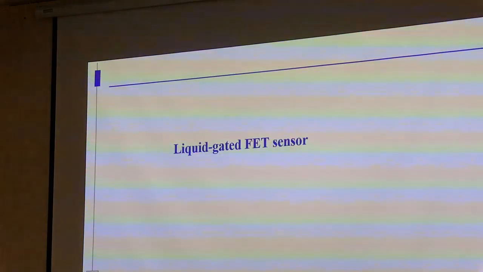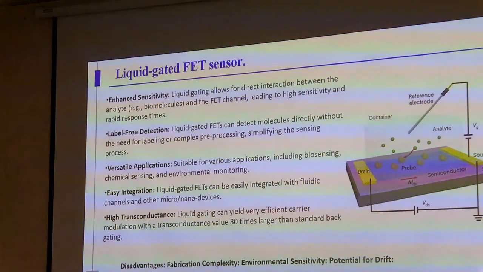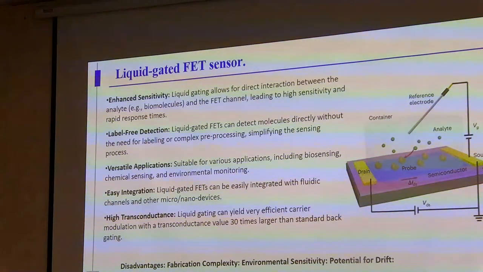So those were a couple of examples of simple gate devices for biological sensing applications. But most of the work is done using liquid-gated active sensors. So what is the advantage of liquid-gated devices? Number one, enhanced sensitivity, and number two, it is also capable of label-free detection, and it can be used for biosensing and chemical sensing as well.